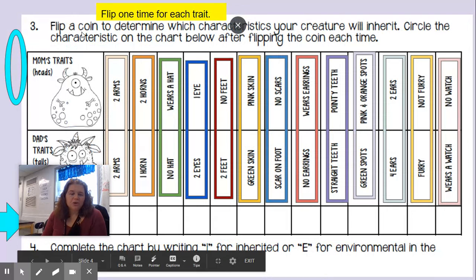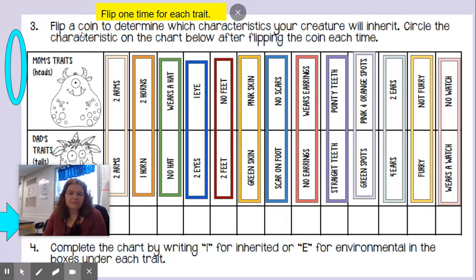Here you're going to flip a coin. So just grab a coin. You're going to flip it, and then depending on if it's heads or tails, you're going to copy this circle and you're going to circle heads or tails. You're going to determine if your monster is going to have 2 arms like its mom, heads, or 2 arms like its dad, tails. 2 horns for mom, heads, 1 horn, dad. Wears the hat like mom, no hat like dad.